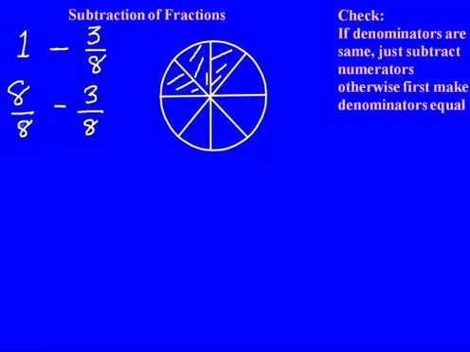So now I can see that denominators are equal, so they are the same. 8 here, 8 there. So what I need to do now is the rule: if denominators are the same, just subtract numerators. Numerator is the top part. So 8 take away 3 is 5. So I've got 5 out of 8 parts left now. So that is the answer to that.